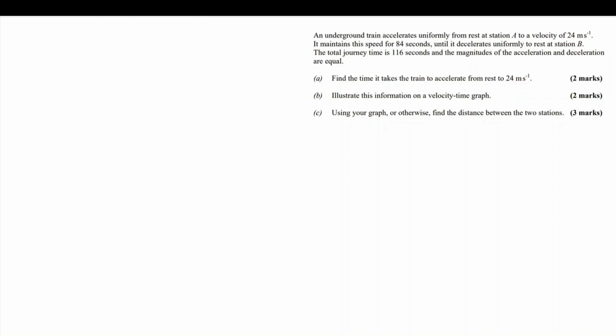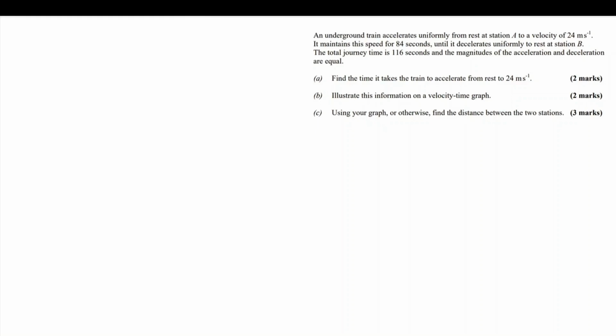In this question, we're told that an underground train accelerates uniformly from rest at station A to a velocity of 24. It maintains this speed for 84 seconds until it decelerates uniformly to rest at station B. The total journey time is 116 seconds, and the magnitudes of the acceleration and deceleration are equal. Okay, so there's a lot of information there.